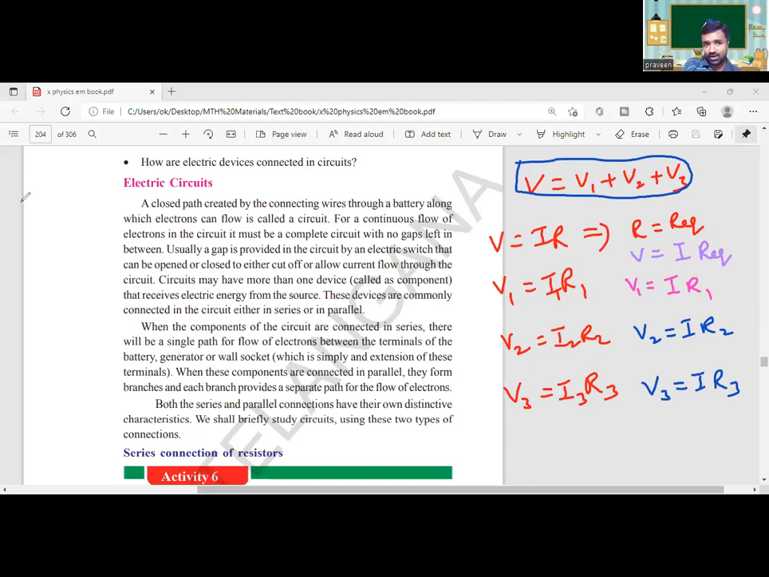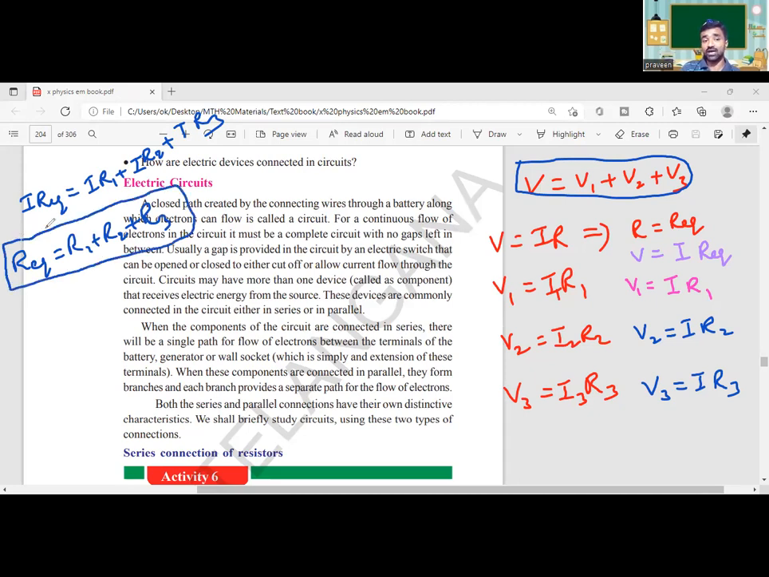So V equal to I R equivalent is equal to V1 IR1, V2 IR2, V3 IR3. Then what is commonly available on the left side and right side? I is common, so I cancels. Then what remains here? R equivalent equal to R1 plus R2 plus R3. So I got the equivalent resistance in the circuit by the combination of three bulbs.